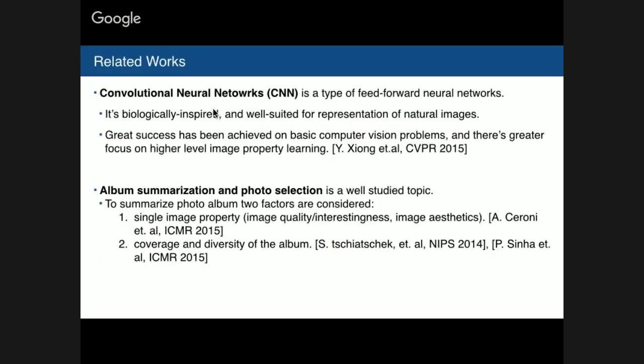There are mainly two factors that are considered when we want to summarize a photo album. The first one is the single image property, such as image quality, image interestingness, image aesthetics, etc. Our event-based image importance is one of the properties here. It's a single image property. But besides this, another factor is also considered: the coverage or the diversity of the album. This is an album-wise characteristic. But this characteristic is not considered in our problem, because we want to look for the image importance of a single image, not the album.